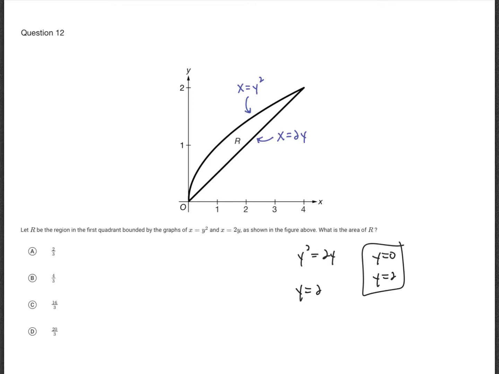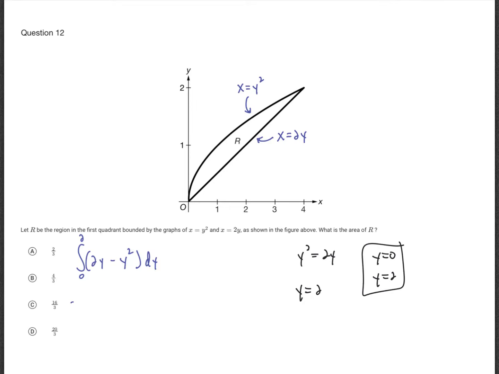Okay, and then that's kind of it. So now we'll just do integral from 0 to 2. And we'll do the right function minus the left function. Okay, let's say you did it the other way around. You did left minus right on accident. It's fine, especially for a multiple choice. You're going to get a negative answer, and then just make it positive. Realize I did it the wrong way, and so just make it positive.